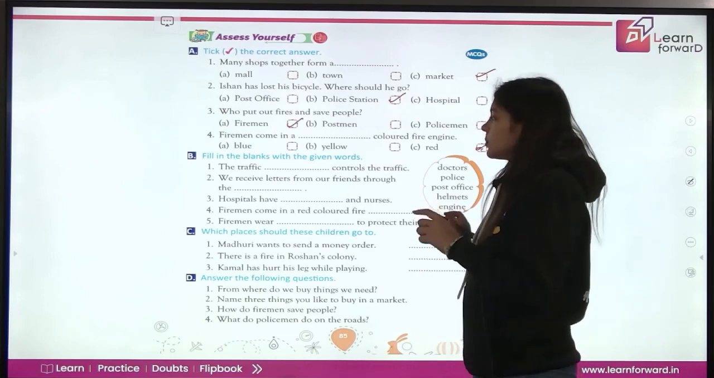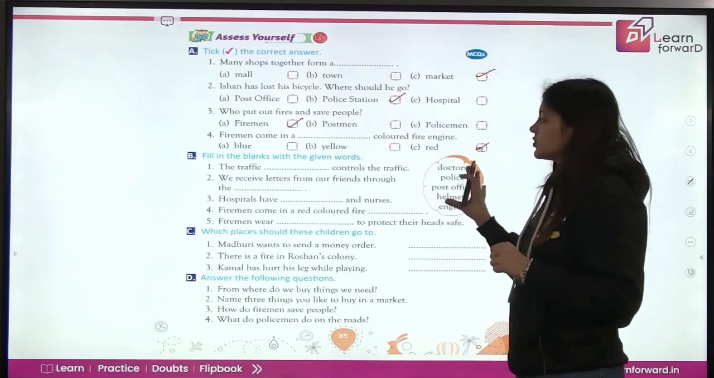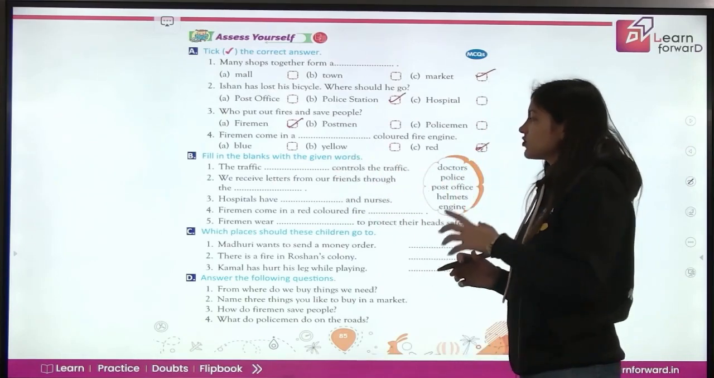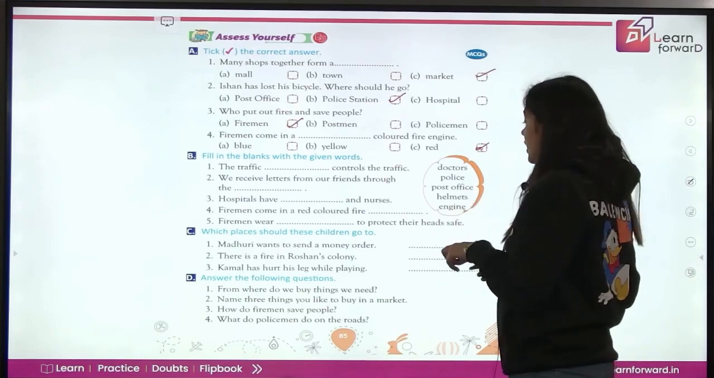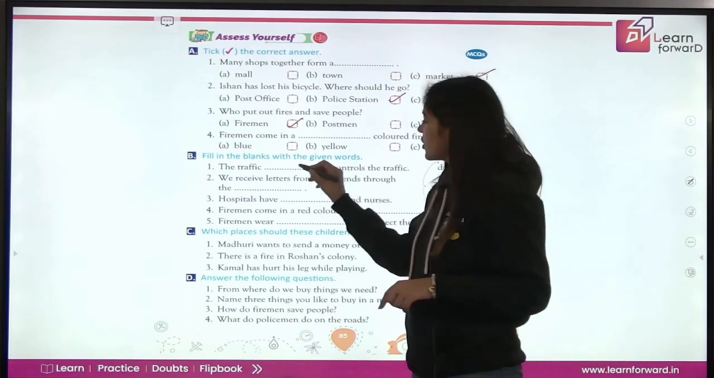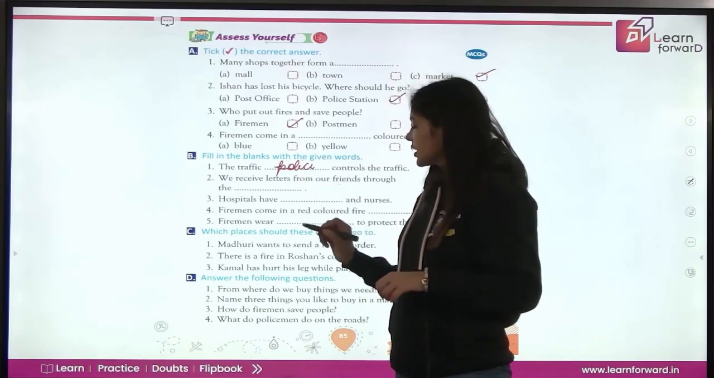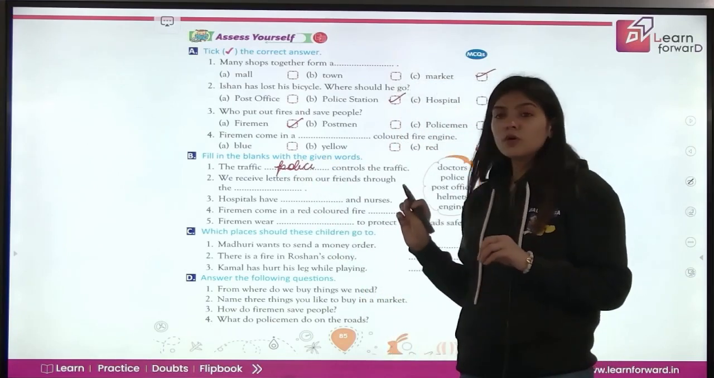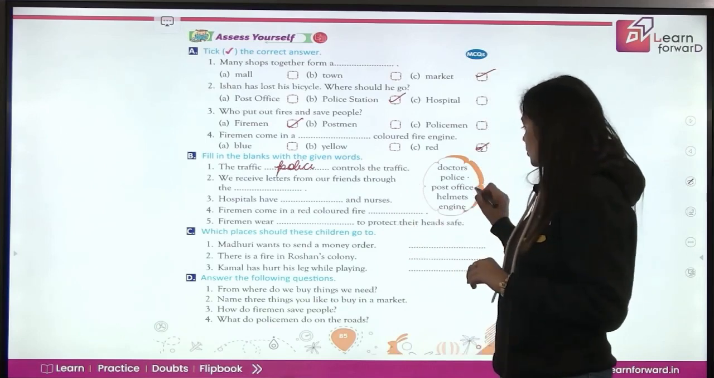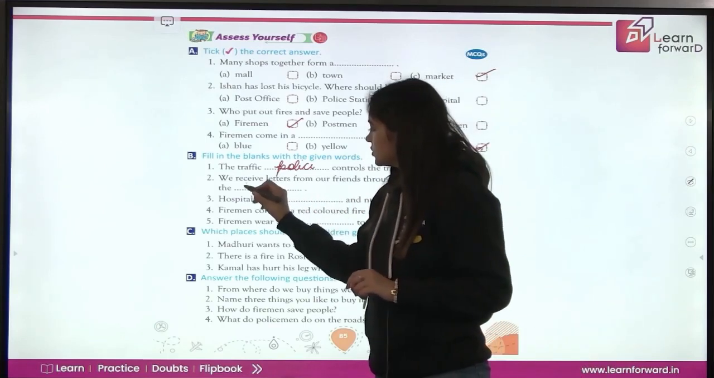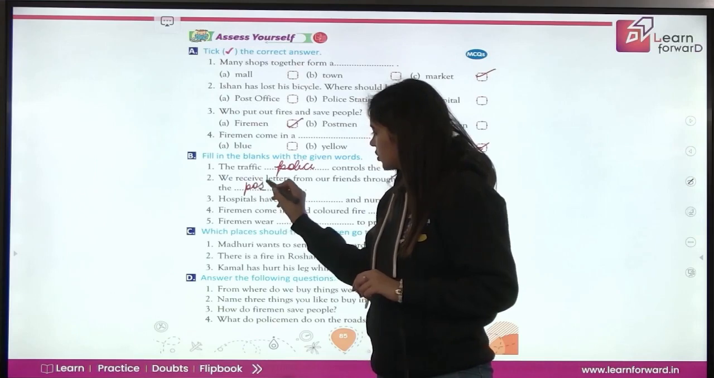Now fill in the blanks with the given words. These are the words which you have to use in these blanks. The traffic police controls the traffic. Now second, we receive letters from our friends through the post office. Second is your post office.